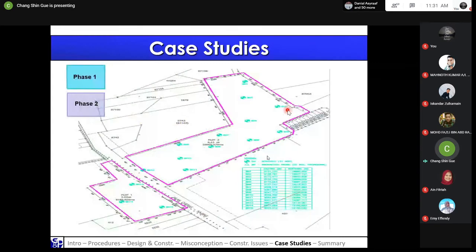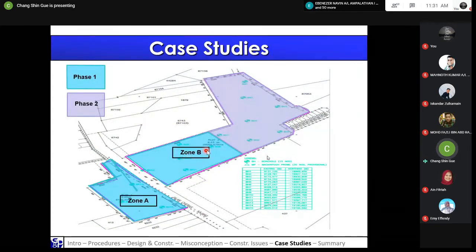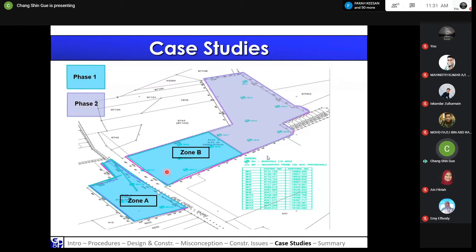If you zoom in, the site actually has two phases. The blue one here is phase 1. There are two zones, zone A and zone B. The MRT station is in the middle of the road here. So these two zones are the park and ride stations. Phase 2 is not yet developed, so it's for residential. So what we've done is actually phase 1, which is zone A and zone B.